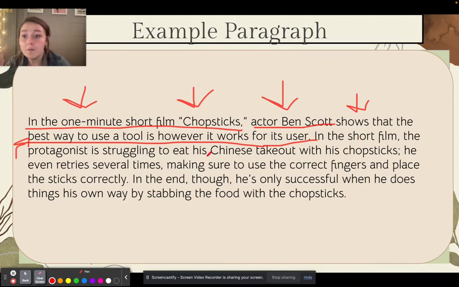Now we need to add in those 3 supports to show that that is the theme. In the short film, the protagonist, the main character, is struggling to eat his Chinese takeout with his chopsticks. He even retries several times, making sure to use the correct fingers and place the sticks correctly. That's our support number 2. In the end, though, he's only successful when he does things his own way by stabbing the food with the chopsticks. So that's an objective summary. You've just done another one.